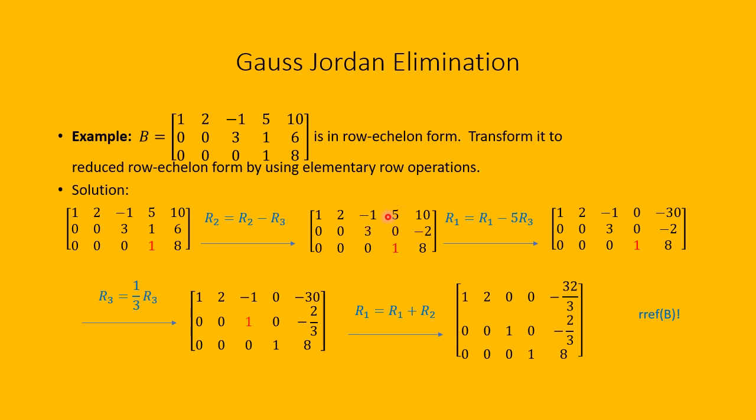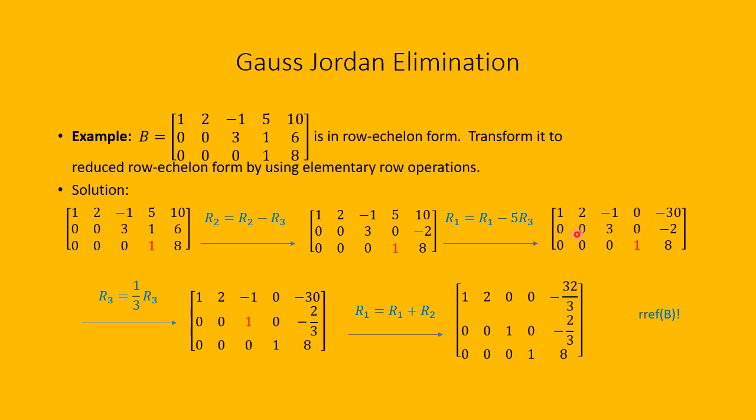Then after that, I would like to get a 0 up here instead of a 5. So to do that, I will use row 1 equals the old row 1 minus 5 times row 3. 5 minus 5 times 1 is 0, which we have right here. 10 minus 5 times 8 is 10 minus 40, which is minus 30. So now for this pivot element, we have zeros in the rest of that column.